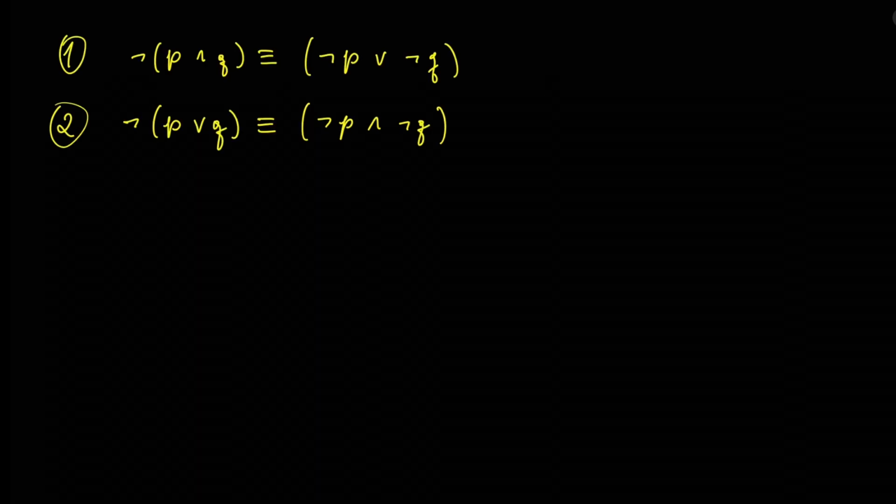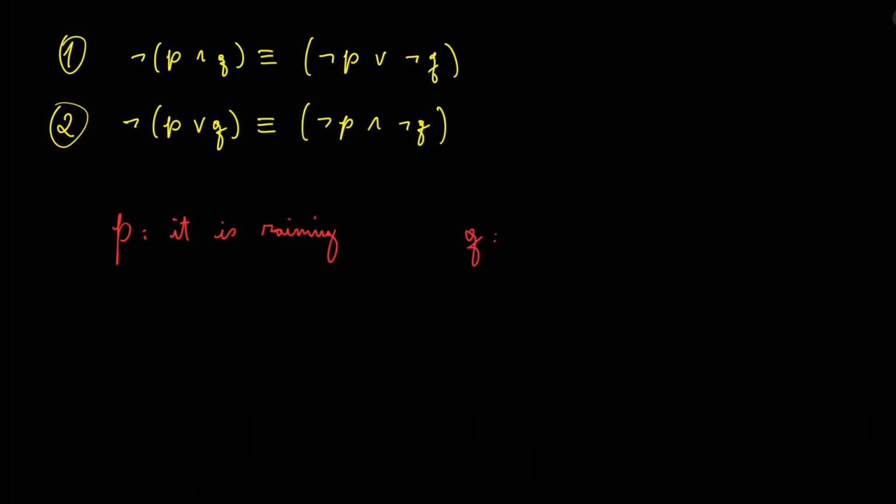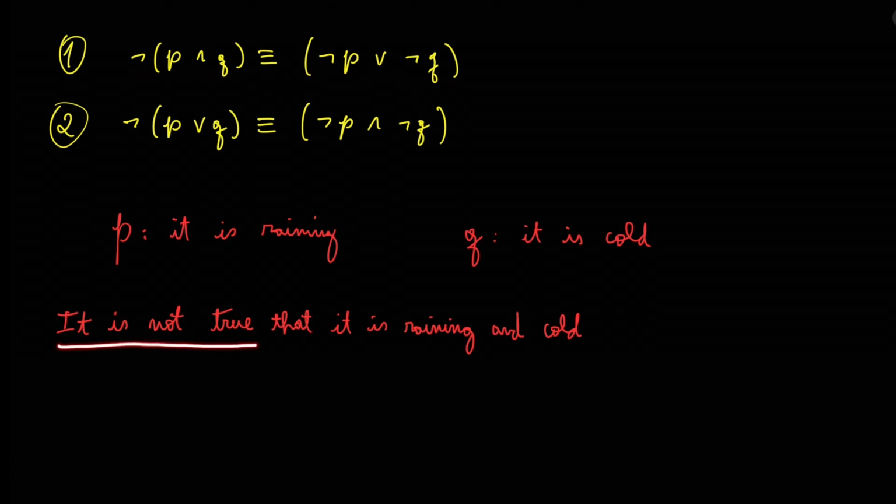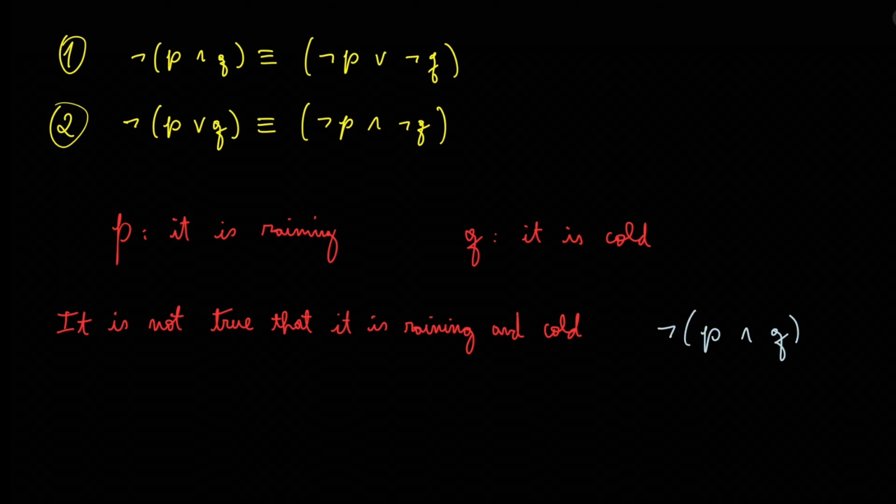Let's leave these as a reference in the corner and let's take a look at two examples. First, suppose that P means it is raining, and suppose Q means it is cold. Now, using the first De Morgan's law, let's try to find an equivalent to the sentence, it is not true that it is raining and cold. We can write this as not (P and Q), right? It is not true that it is raining and it is cold.